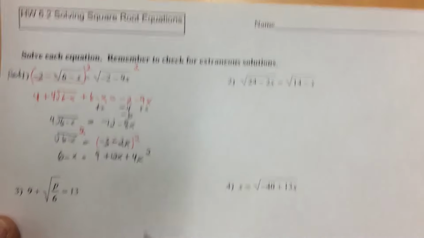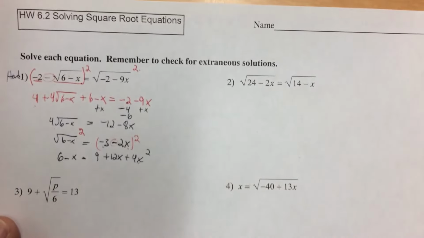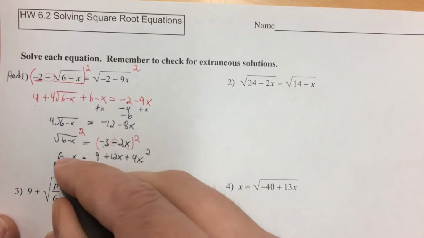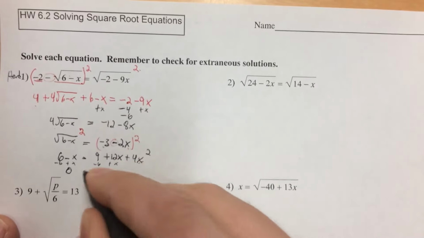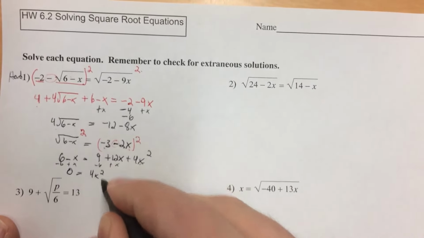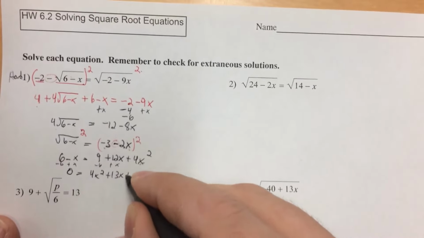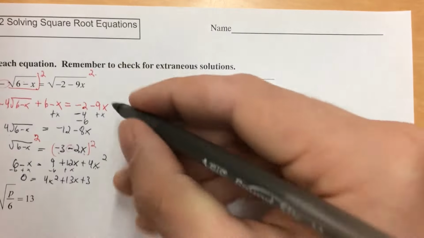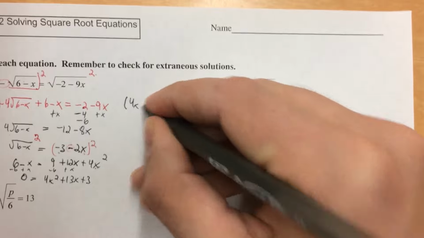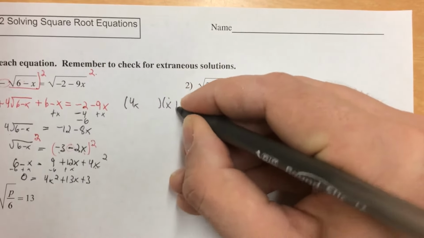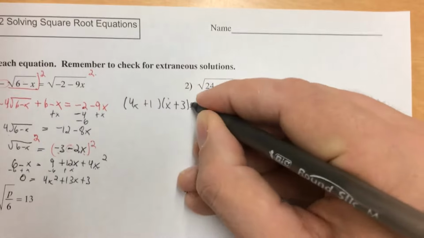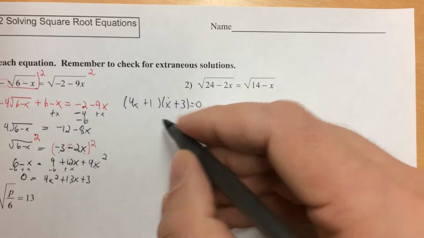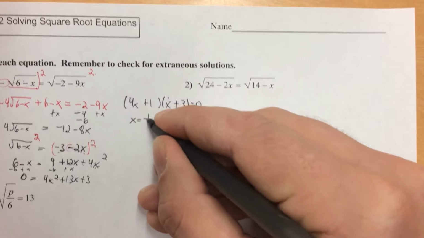This is a quadratic. We can tell because there's an x squared. So we need to make everything equal to 0. So we want the x squared to be positive, so I'm going to add x and subtract 6 on both sides. So we get 4x squared plus 13x plus 3 equals 0. This can be factored, it looks like to me. So let's see, we've got 4x plus 1 and x plus 3 equals 0. That adds up to 13x. And so x equals -1/4.